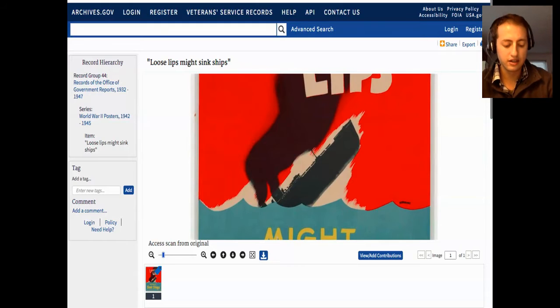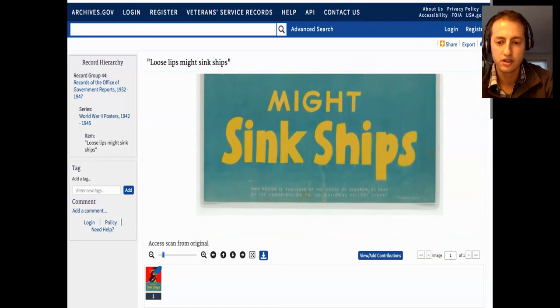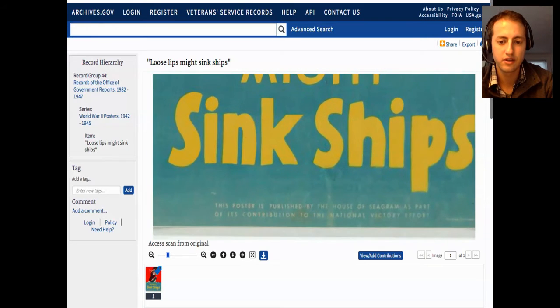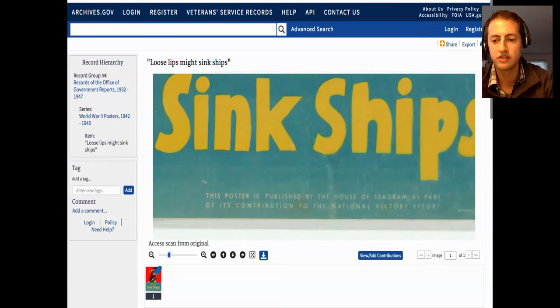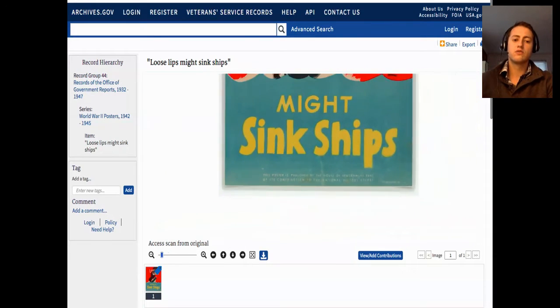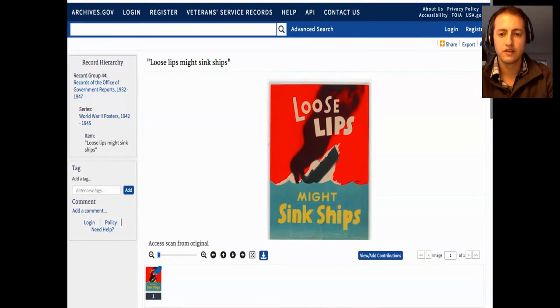Okay, so on the poster, there is a ship that is sinking. And we have bright red and blue on the poster. And at the very bottom, there's a message that says, this poster is published by the House of Seagram as part of its contribution to the national victory effort. So zooming out again, we have a poster that is warning the American public of something. Let's take a look at the second one.